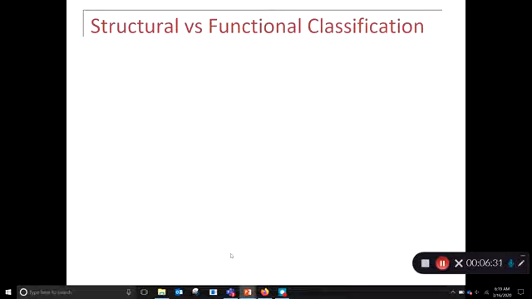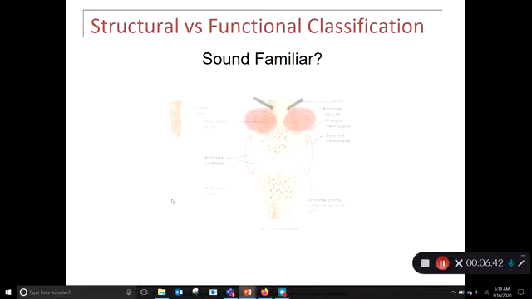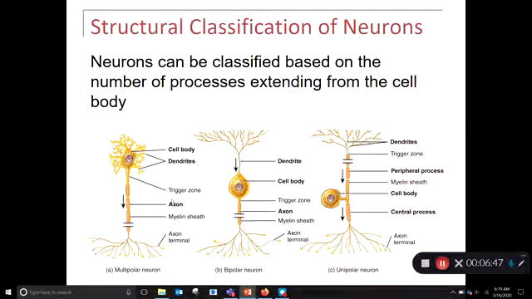Now, these neurons can be broken down into structural and functional classification. Hopefully you're not having a little bit of PTSD going on here because of the whole, oh goodness, joints. No, why? Okay, that was a little corny, but I enjoyed it. It only took me 30 minutes to develop that slide.